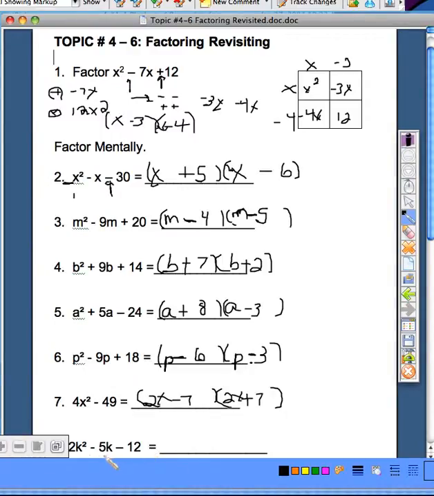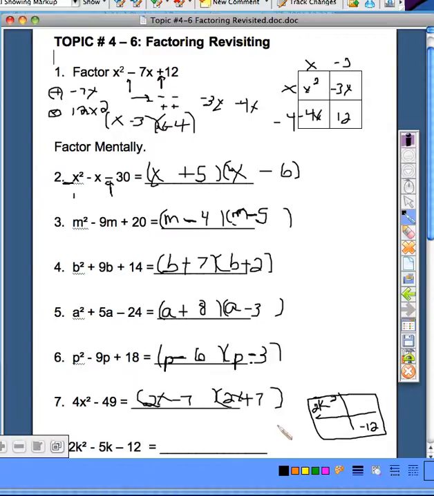All right, now 8 you can't see very well, but it's 2k squared minus 5k minus 12. We have a coefficient in front of the x squared term at this stage of the game, so we're going to go ahead and do the box. And we're going to put in this first part 2k squared. And down here is negative 12. We have to figure out what goes in the other diagonal. We need it to multiply to be negative 24k squared and add to be negative 5k.